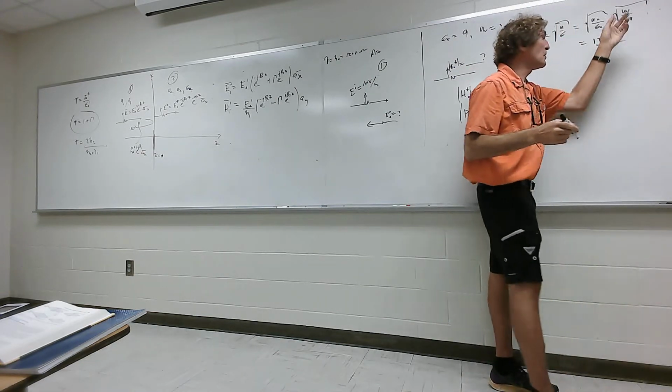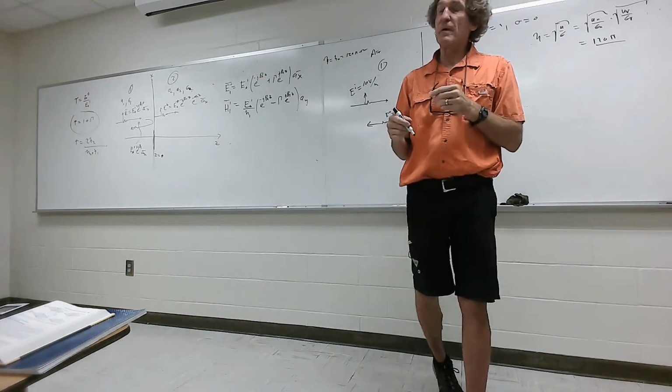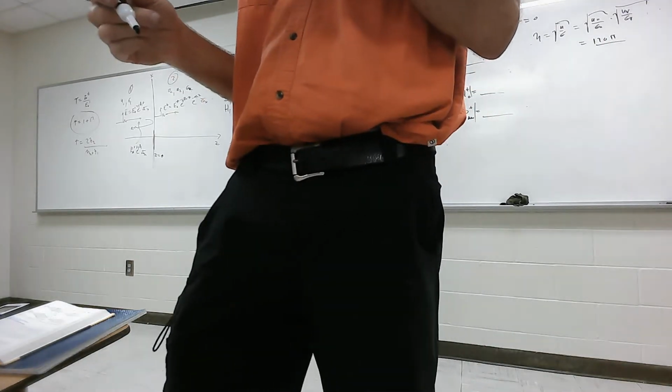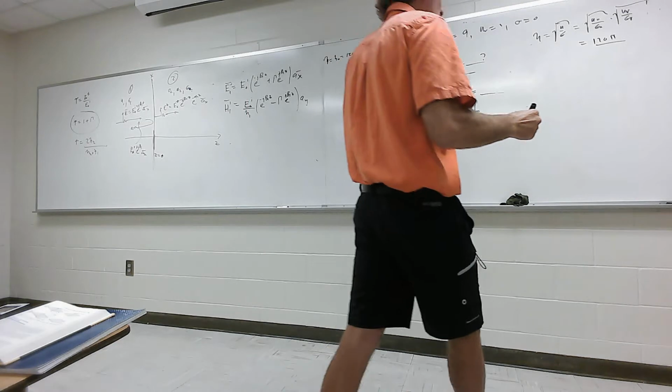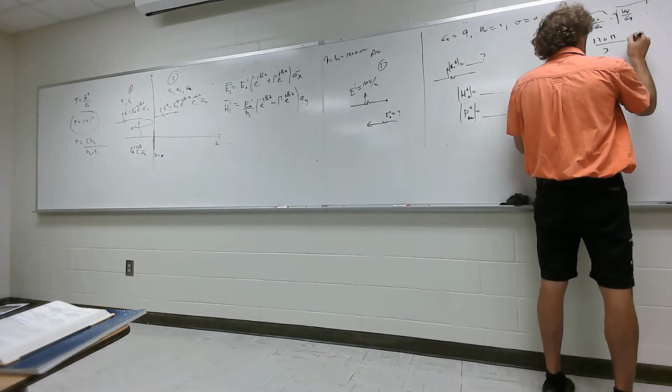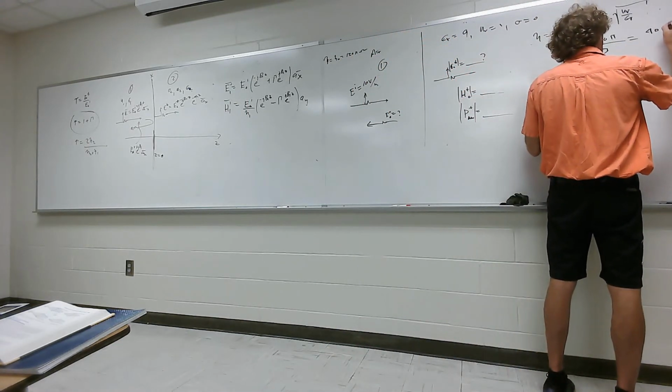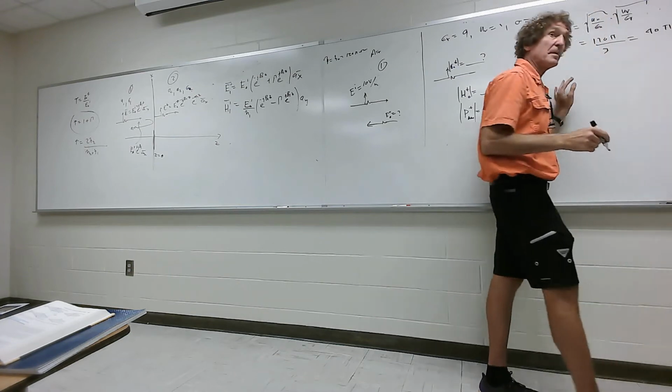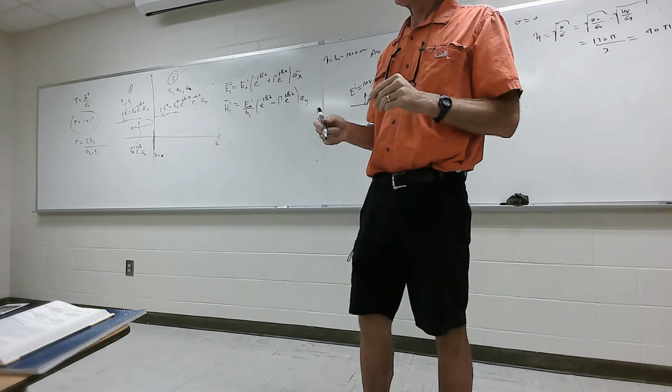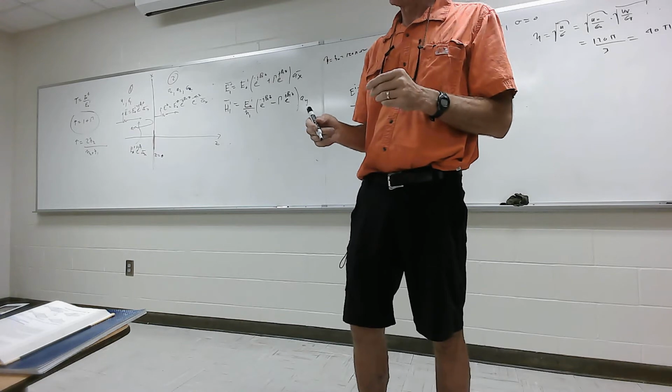And mu relative is 1, so it's 1 over the square root of epsilon relative. 1 over the square root of 9 is 1 over 3, right? Divide by 3. So this one is 40 pi ohms. You all agree with me? Now, after that, how do I get the reflection coefficient? We just did it.